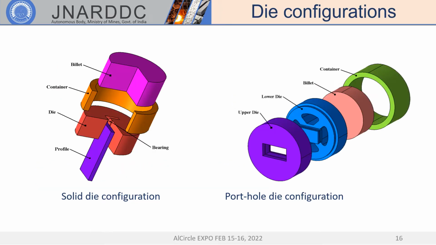This slide is showing the die configurations used for producing solid profiles and hollow profiles. Solid dies have the configuration of a die with bearing length, and porthole dies have a split die, that is upper die and lower die, and this has various geometric configurations that have to be closely controlled to obtain a good quality extruded product.